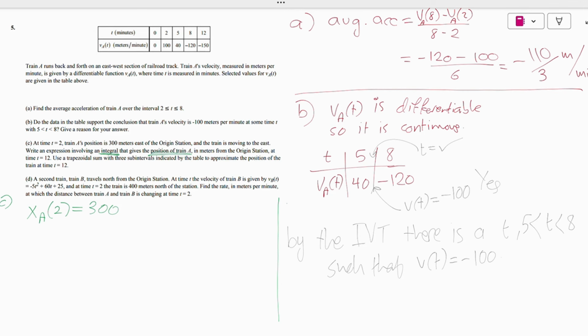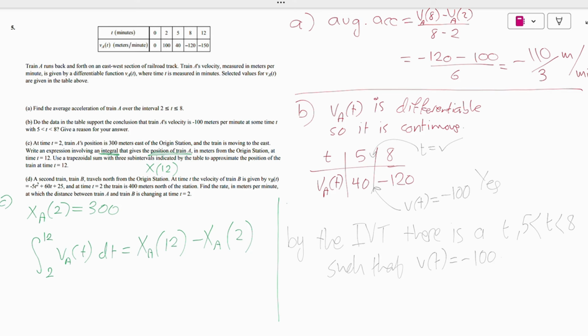We are looking for the position of train A at t equals 12. So we need x of 12 from the origin station, use a trapezoidal sum with 3 subintervals to approximate the position at t equals 12. So what do we have here? We know that the integral from 2 to 12 of VA of t dt will give us, by the fundamental theorem of calculus, XA of 12 minus XA of 2, upper minus lower.